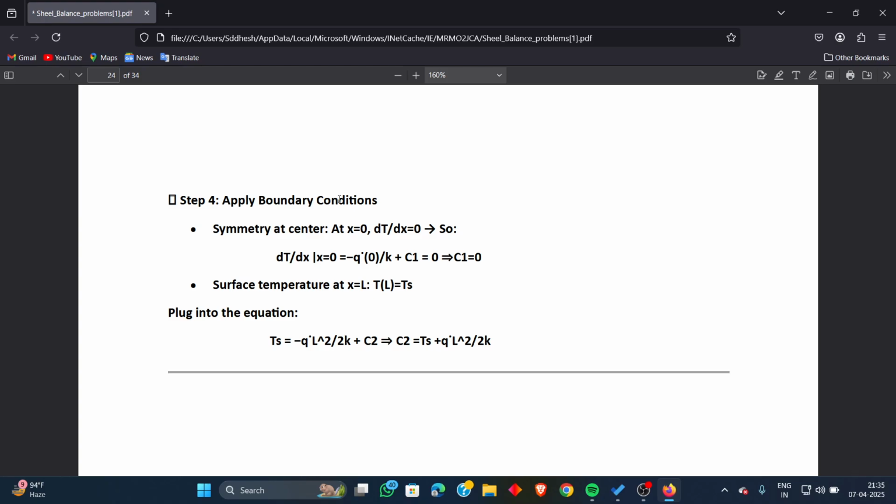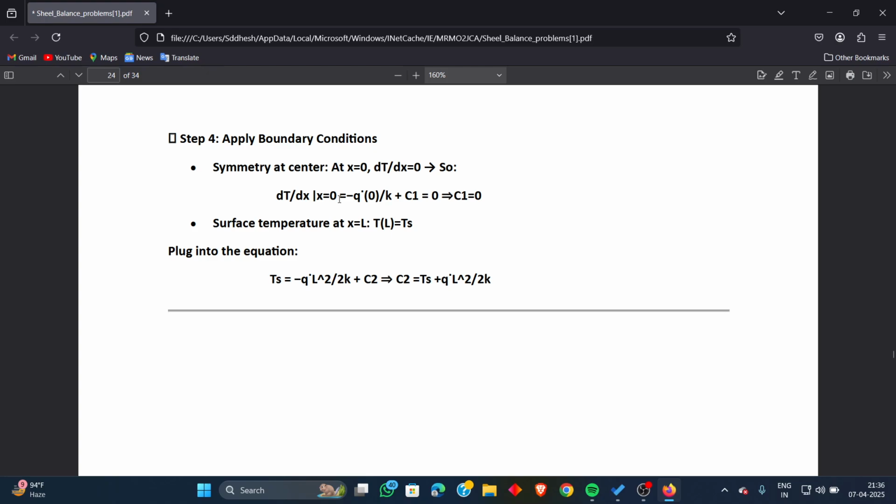Step 4 is to apply the boundary conditions. Symmetry at the center, at x = 0, dT/dx = 0. So dT/dx at x = 0 is -Q̇·0/k + C1 = 0, that is, C1 = 0. Surface temperature at x = L, T(L) = Ts. Plug into the equation: Ts = -Q̇L²/2k + C2. That is, C2 = Ts + Q̇L²/2k.